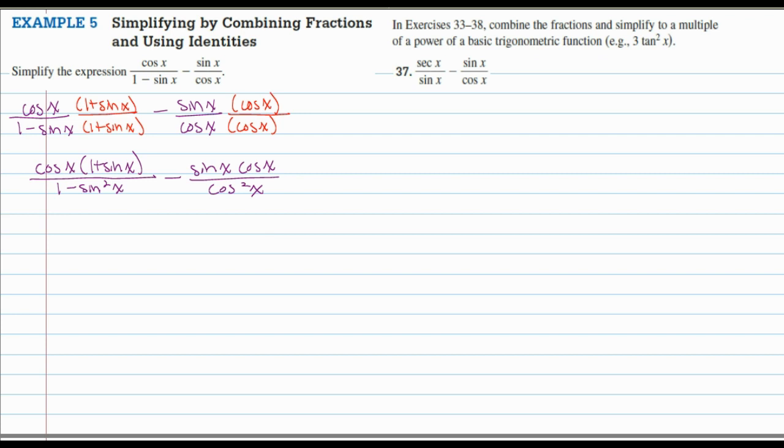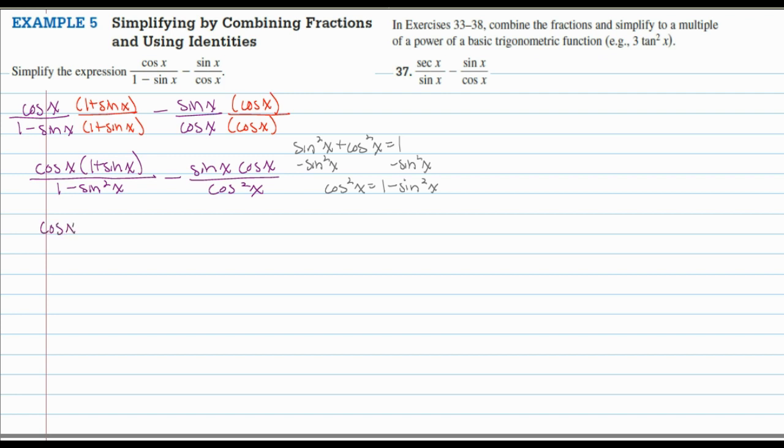From a manipulation of that Pythagorean identity, sine squared of x plus cosine squared of x equals 1. If I subtract sine squared of x from both sides, I get cosine squared of x equals 1 minus sine squared of x. So now the question is, do you put cosine squared of x in for this expression or 1 minus sine squared of x in for this expression? Well, which one would you rather deal with? Just a cosine squared or an annoying little subtraction sign where you have two parts you have to deal with? I'm going to make both of the denominators cosine squared of x.